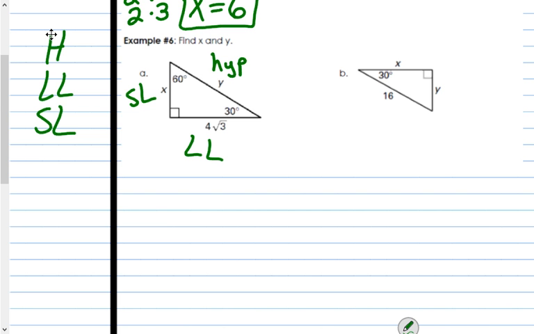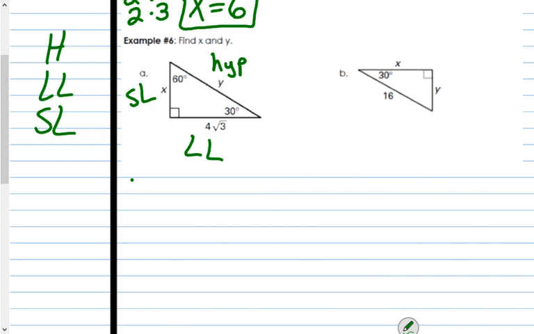Look up at your notes. What do we have to know in order to find the hypotenuse? The short leg. Do we know the short leg? No. So we're going to have to find the short leg first. So look at the short leg. There are 2 ways you can find the short leg. Either using the hypotenuse, which we don't have, or using the long leg, which we do have.